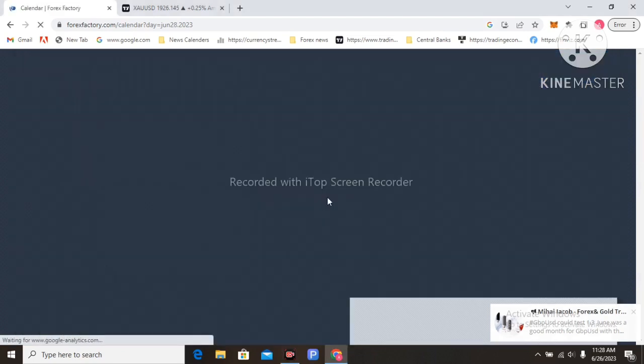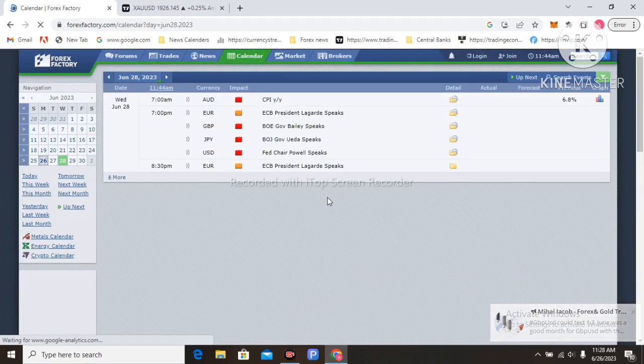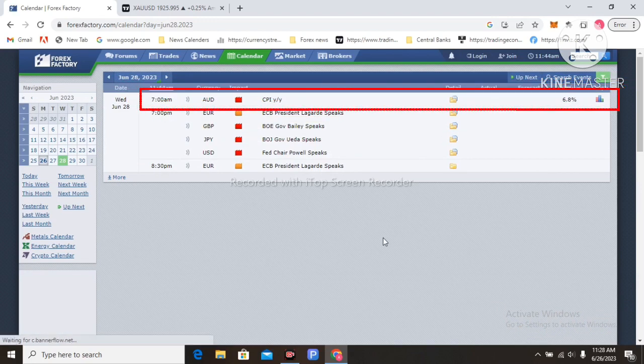So let's move to Wednesday, 28th June. That's the Australian dollar CPI data. That's very important for AUD if you are trading AUD.